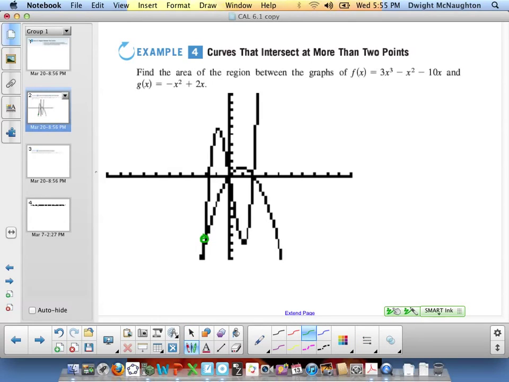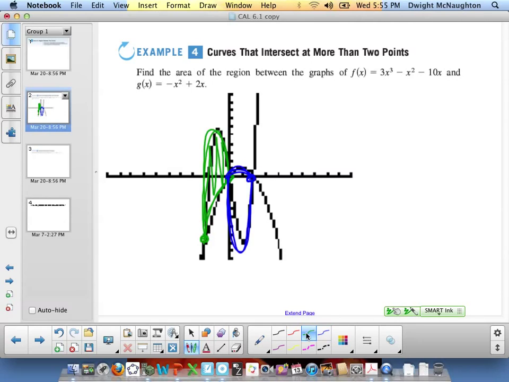They intersect here, and from here till here, the origin, the cubic is the top function. And then from here until here, the parabola is the top function. So we're going to split this into two integrals. The first integral we're going to do for this shape, finding the area of that region. And the second integral, we're going to do it for here.